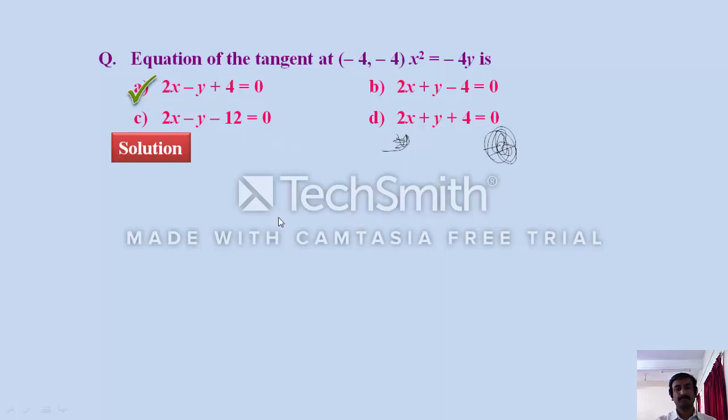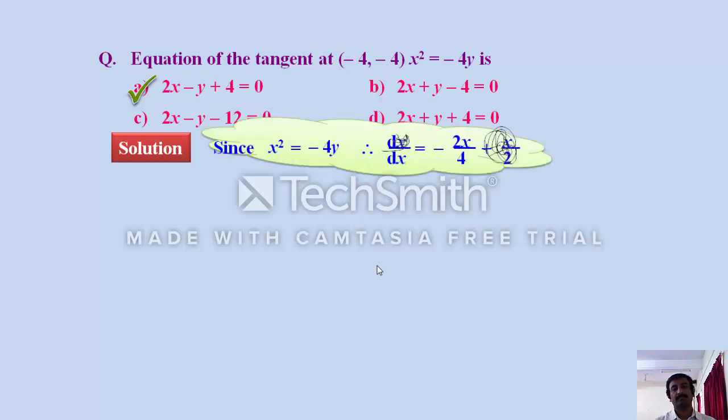Finding the equation of a tangent is so easy for us. Simply differentiate the given curve and find the slope at the point minus 4, minus 4, and the line passing through this point, easily you can find the equation.